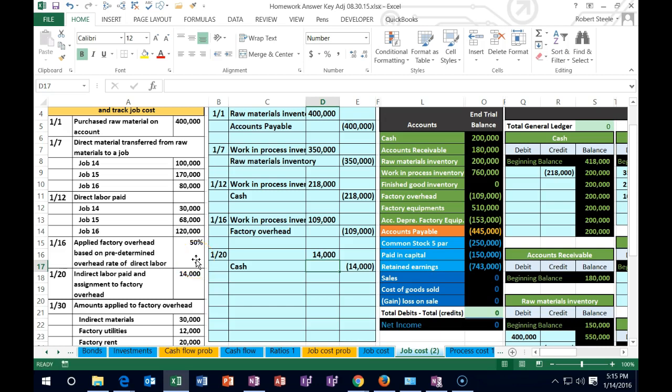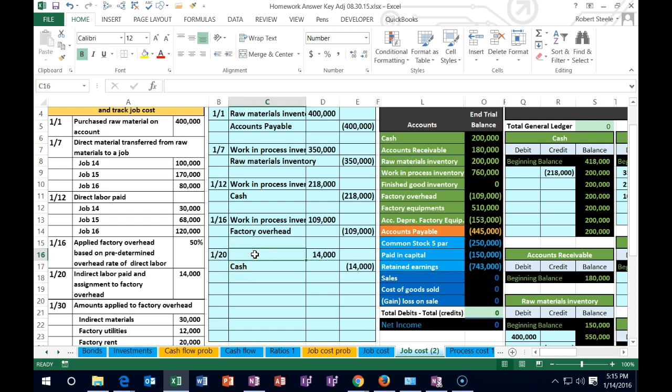Maintenance and all that kind of stuff of the factory, that type of thing we can't necessarily apply to a specific job, and therefore we're going to put it just into this big bucket of overhead and apply it out to the jobs based on the predetermined rate. So that's what's happening here.